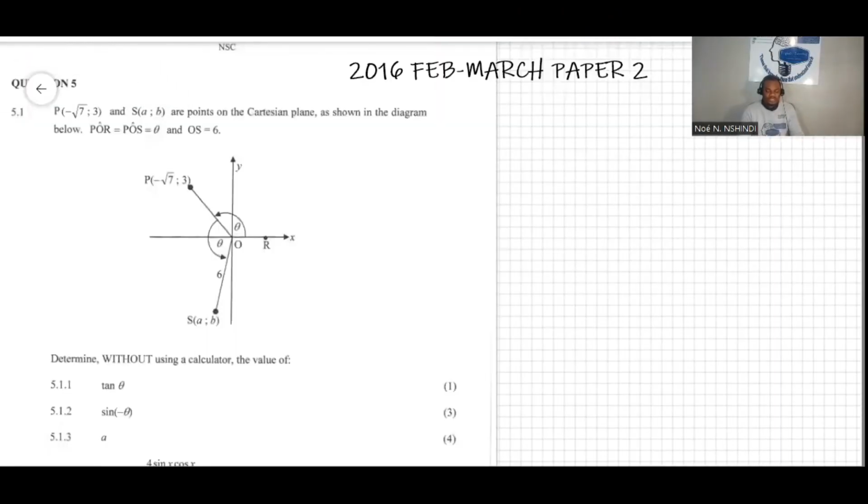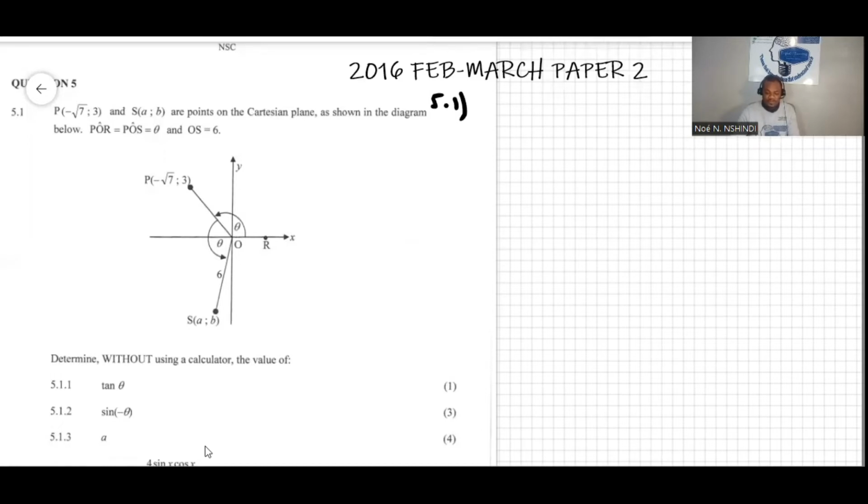Well, we have another question here. Question 5.1 says P and S are points on the Cartesian plane as shown in the diagram below. Angle POS is equal to theta and OS is equal to 6. Now the question says determine, without using a calculator, the value of tan theta and sine negative theta. Okay, I'm going to write the question here, 5.1.